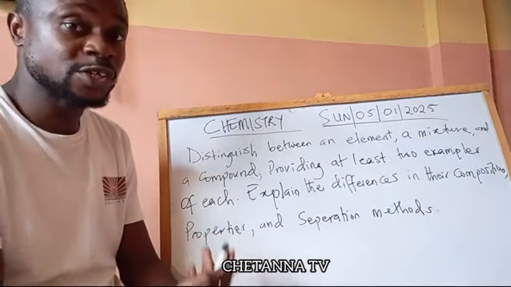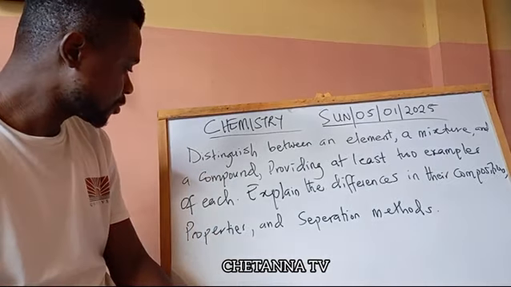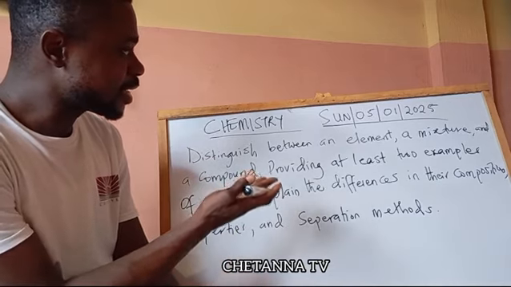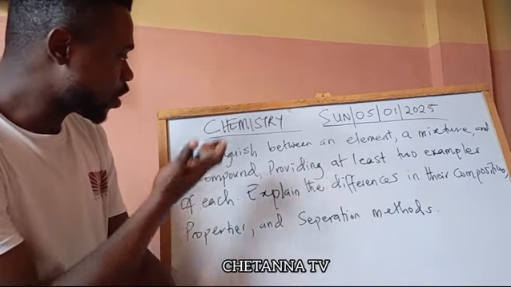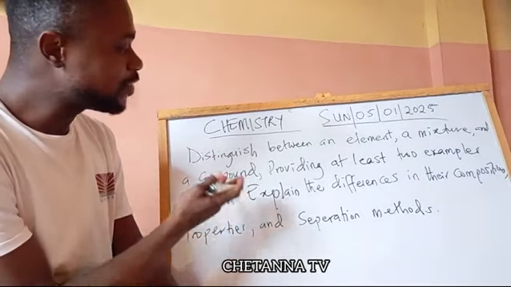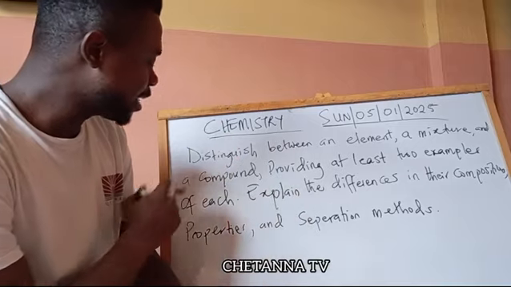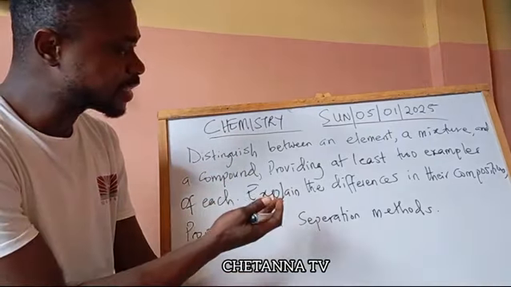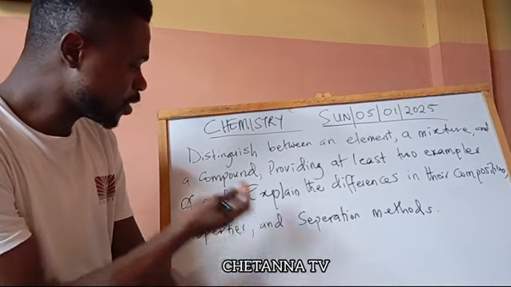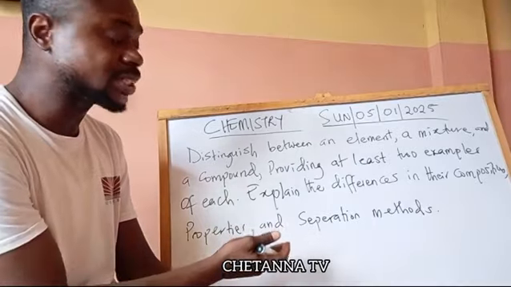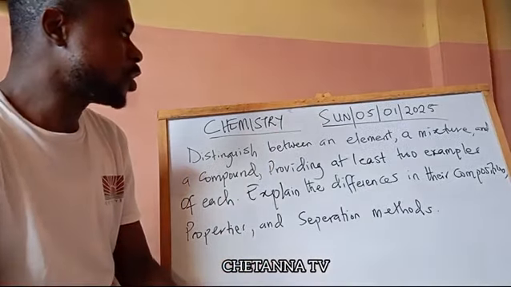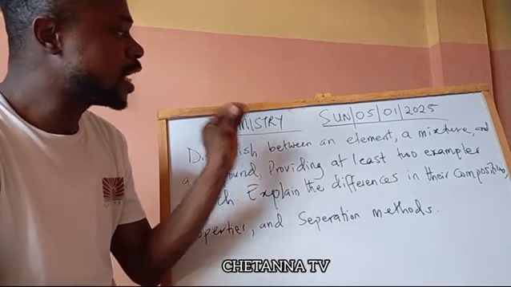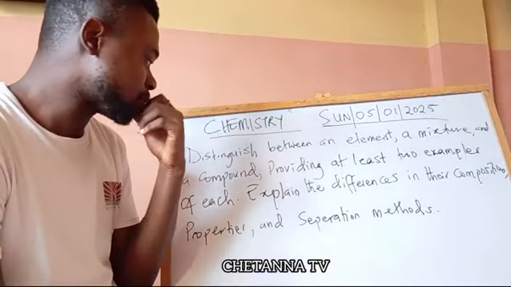And we have a question on the board. The question says, distinguish between an element, a mixture, and a compound, providing at least two examples of each. Explain the differences in their composition, properties, and separation methods. Alright, this question has to do with element, mixture, and compound.